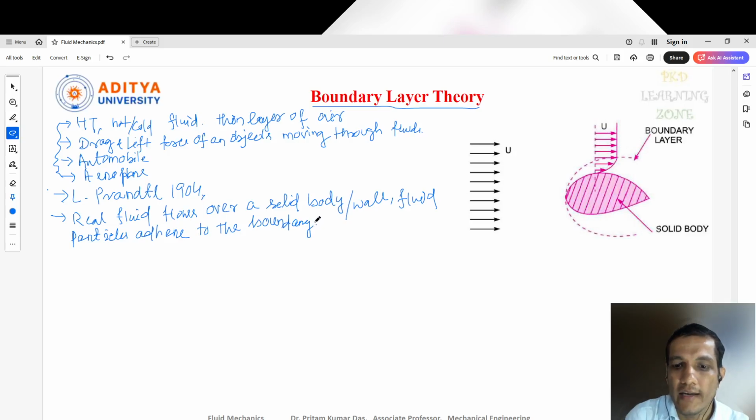So that the no slip condition occurs here. So that we can say no slip condition. What is the meaning of this no slip condition? No slip condition means nothing but the velocity of the fluid near to the boundary will be 0. So this is no slip condition. I'll tell you in detail about this no slip condition.